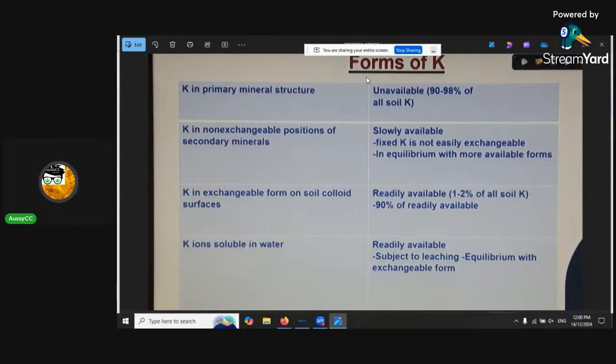Forms of potassium: readily available, and mineral, non-exchangeable.